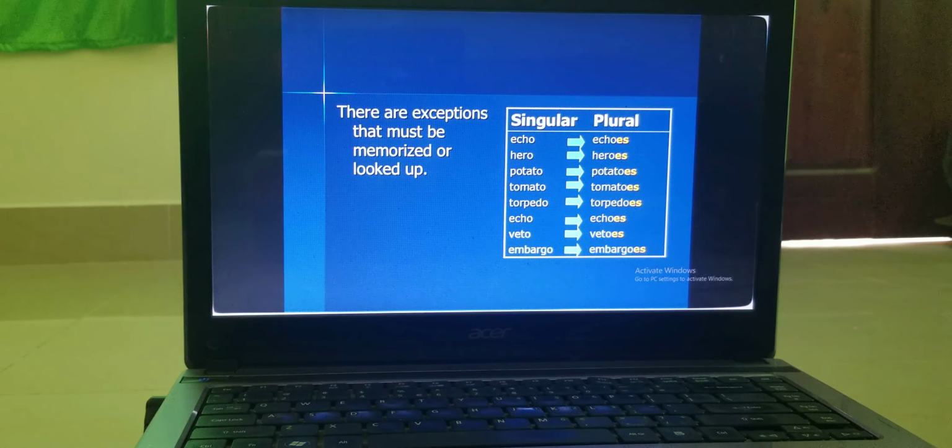So, however, we have a number of rules that I have mentioned above, but we have some exceptions, right, for this plural noun, like the word echo. Here even though we have o, when we change to plural, it's not s, so we have to put es. Hero as well, we change to heroes, and potato, tomato, you see this one, and torpedo, torpedoes, echo, and echoes again, and veto and vetoes, and embargo and embargoes.